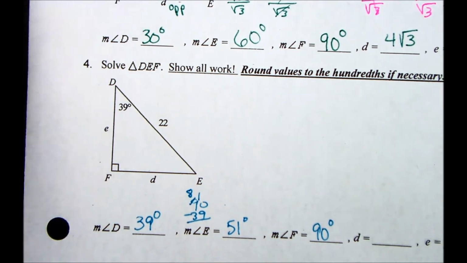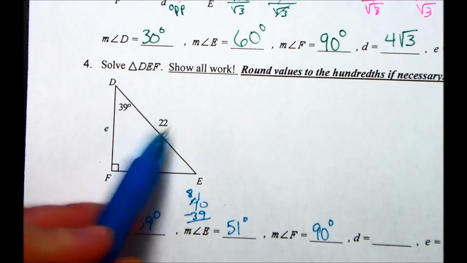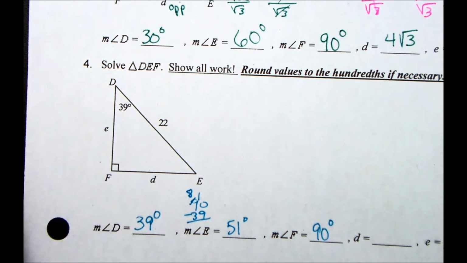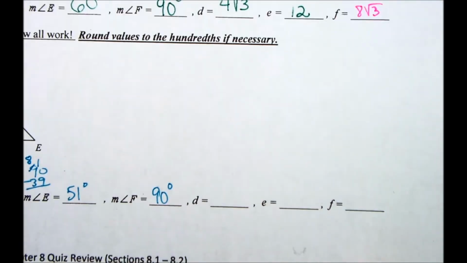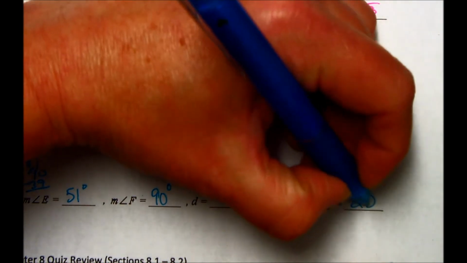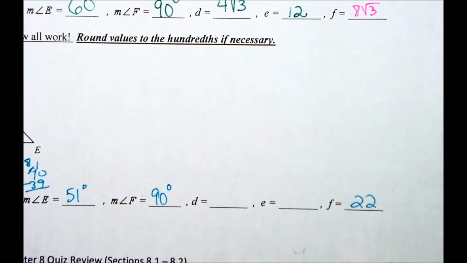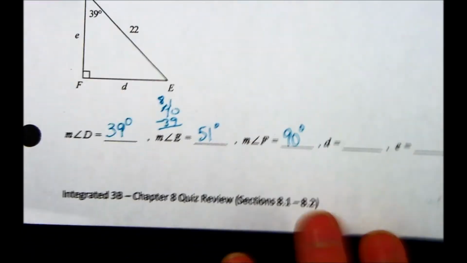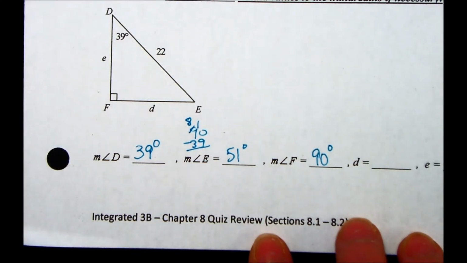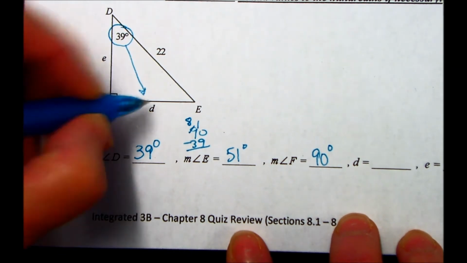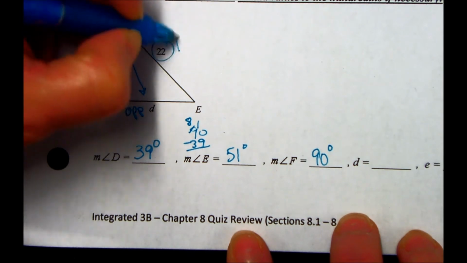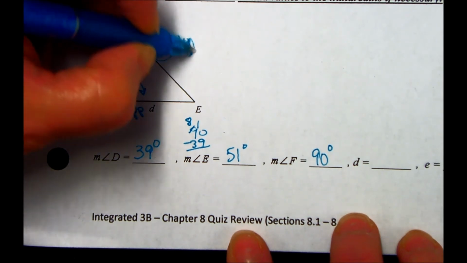Now we have to find the side measurements. So if you look at the one that's given, you're given the hypotenuse. Since that's across from angle F, then little f is our hypotenuse, 22. So we need to find the adjacent and the opposite. It doesn't matter which one you want to start with. So if I'm using this angle, the side D is opposite, and the 22 is my hypotenuse.